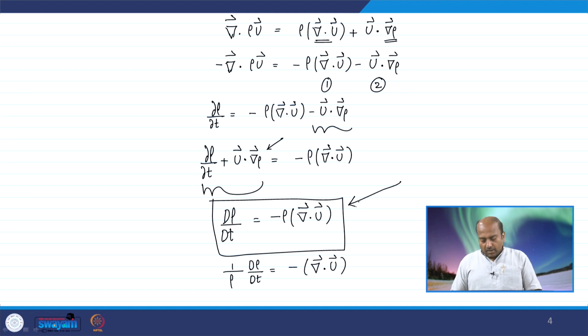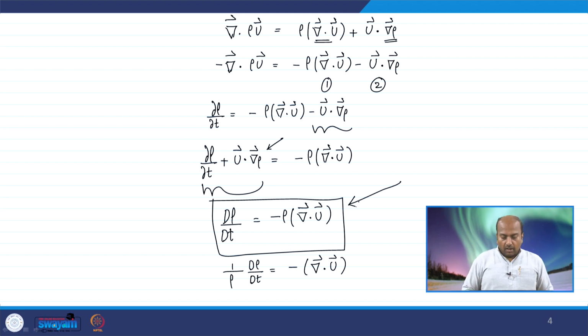So what does it convey? It conveys a simple message that if you apply the law of conservation of mass, you will get an expression which tells you how the mass is changing with respect to time. If it is changing, what are the other parameters which will have this information about this change?